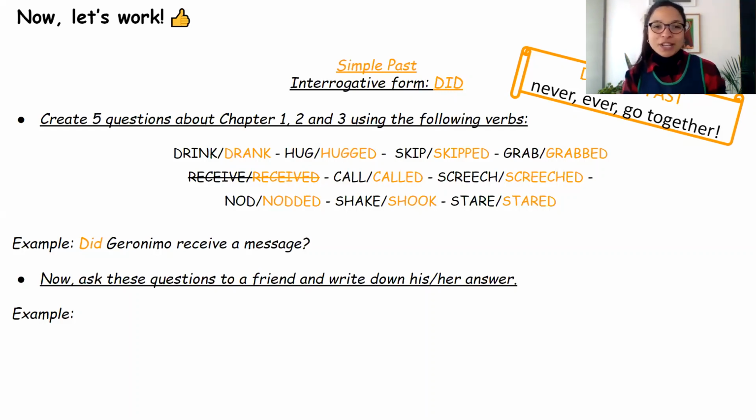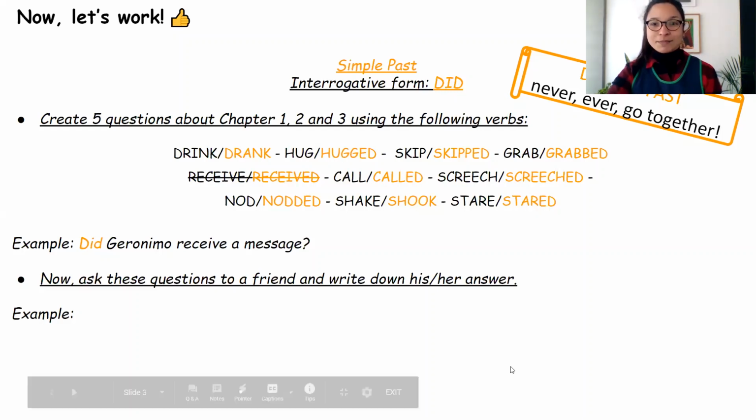So here I've already written down the first one. I chose the verb receive, and the past is received, okay? So I started writing did is our first word in simple past. Did Geronimo receive a message? And let's see, what do I have to do next? Now, ask these questions to a friend and write down his or her answer. Okay, I know. I will call Miss Vero, so maybe she knows if Geronimo received a message. So, did Geronimo receive a message? Let's call Miss Vero.